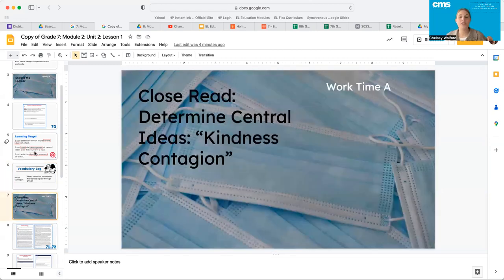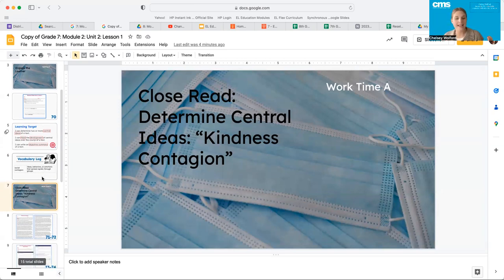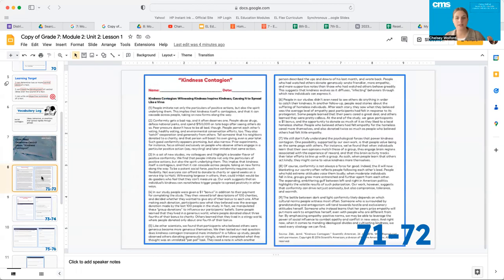All right, guys, so we're going to move into our close read, with the focus of determining the central ideas. So you guys are going to read Kindness Contagion. It is in your workbooks. Kindness Contagion, witnessing kindness inspires kindness, forcing it to spread like a virus. So I'm going to ask that you pause the video here, you read through this, you annotate, you make marks, you talk to your think, pair, share, or your elbow partner, and you guys talk about this as a class, and then I'll instruct you with what we're going to do next. Go ahead and pause the video and read now.